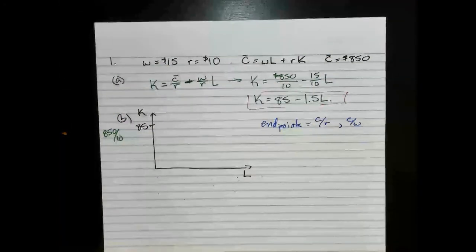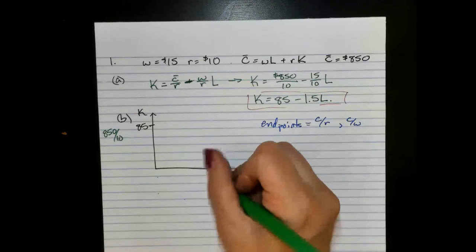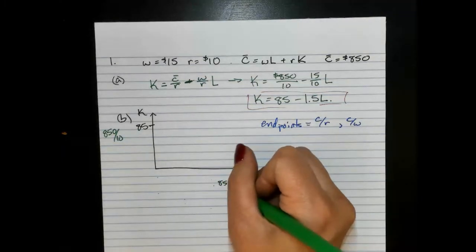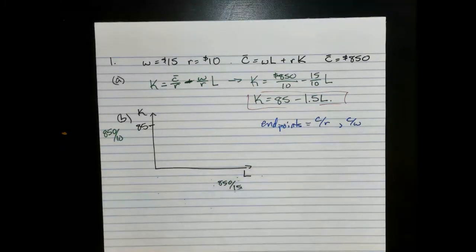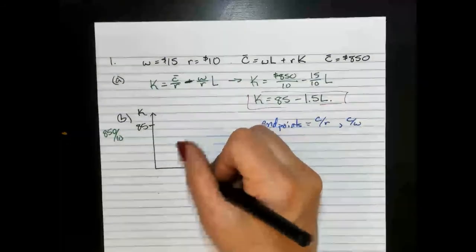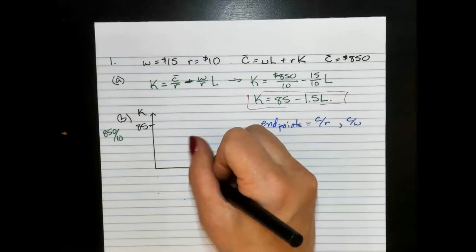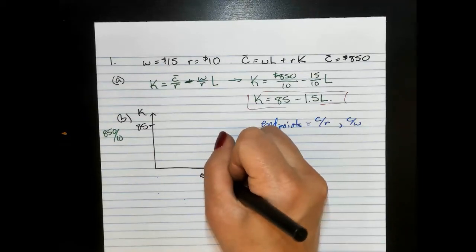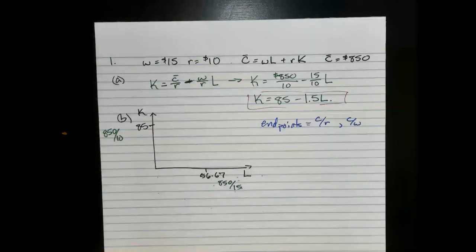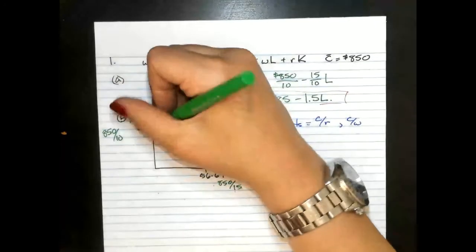And if I want to find my endpoint for labor, it's going to be $850 divided by the $15 wage rate, which ends up being the very awkward number of 56.6 repeating. So I'm going to call it 56.67. And then that gives us our isocost curve.